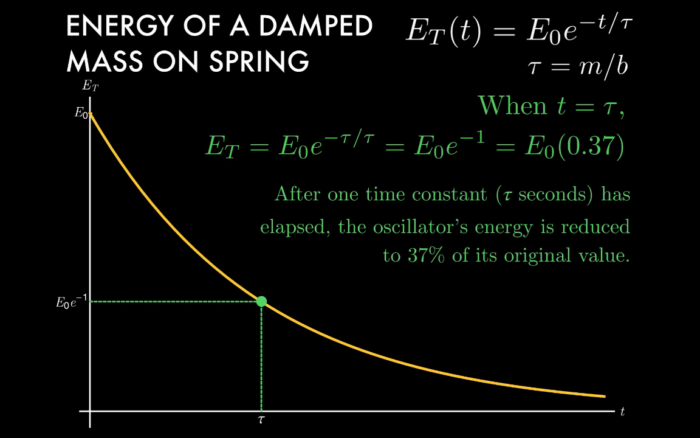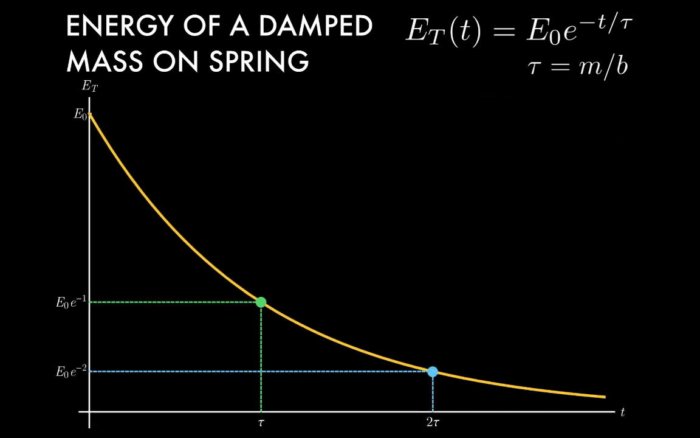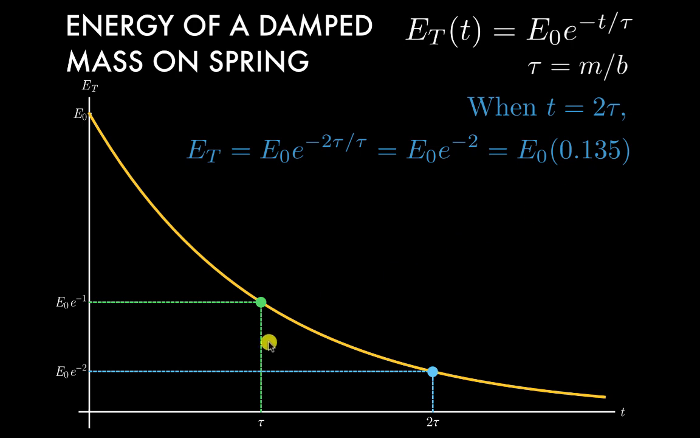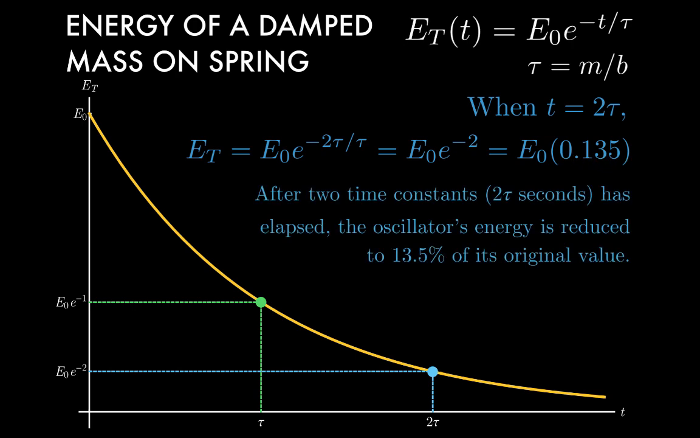And we can follow this sort of procedure again, and consider what happens when the time is equal to two time constants. So here, more time has elapsed, not just tau seconds, but now we've gone by 2 tau seconds, and our energy is significantly decreased from its initial value of E0. If we evaluate this expression when t is equal to 2 tau, we get that the total energy is equal to our initial energy times e to the minus 2 tau over tau, which is e to the minus 2, which is our initial energy times 0.135. So in other words, after two time constants, which is 2 tau seconds, have elapsed, the oscillator's energy is reduced to 13.5% of its original value.